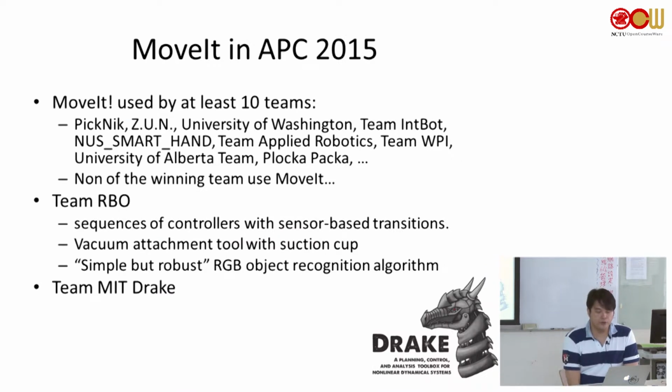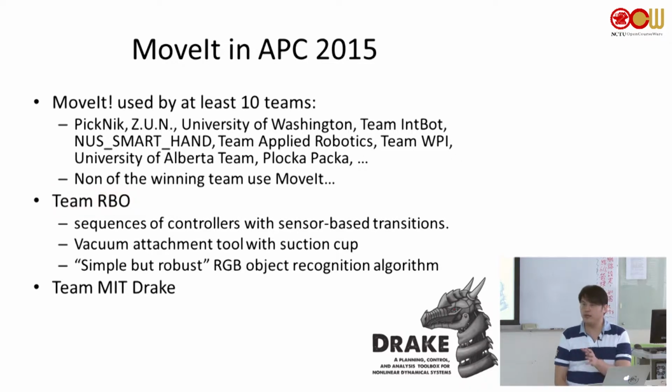MoveIt was also used widely in the Amazon Picking Challenge 2015. In fact, more than 10 teams used MoveIt in the Amazon Picking Challenge. You could think that if you are doing this competition from 0 to 1, with nothing, and want to form a team from scratch, maybe MoveIt is a good tool to get started because it already gives you some fundamental functionality. But in 2015, none of the winning teams used MoveIt. The number one team in 2015, RBO, used some kind of sensor-based transition.